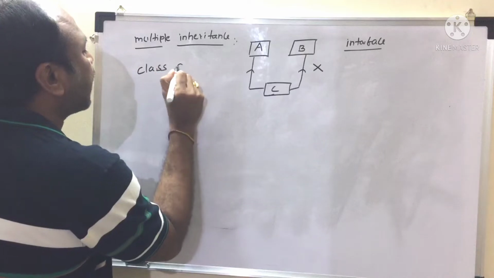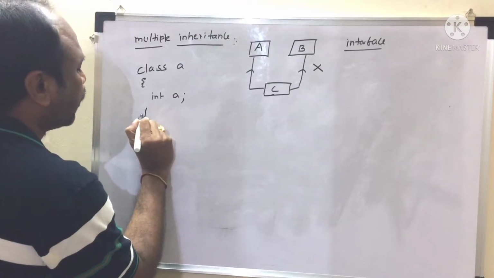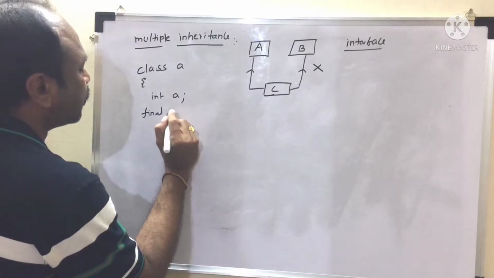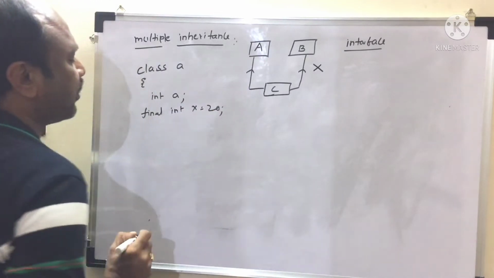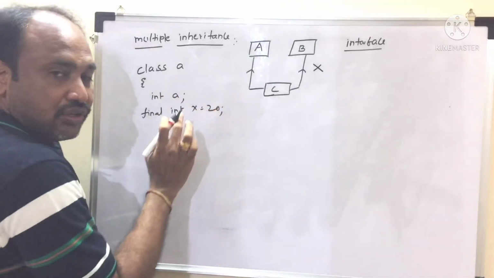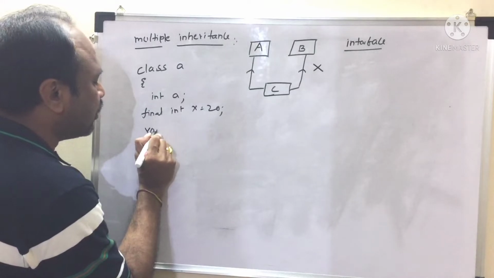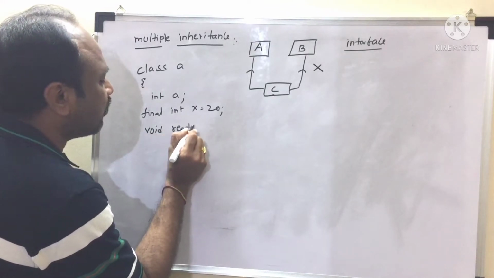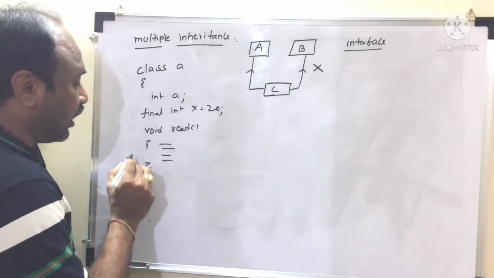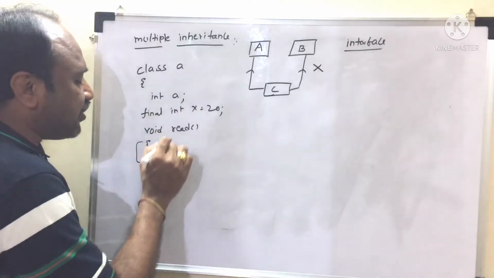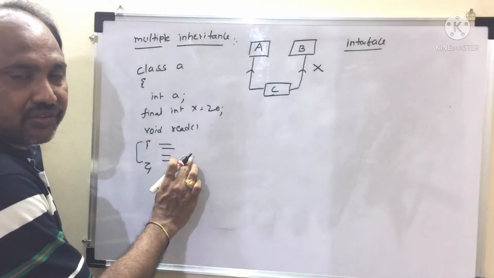In a class, I can take what? Variables, constants. To declare constants in Java, we have to use the final keyword. Final int x equal to 20. These are the constants. A class may contain variables and constants. To access variables and constants, we have to use methods, void read or void display. Here a method is having statements. A method having statements, meaning a body, is referred to as a concrete method.